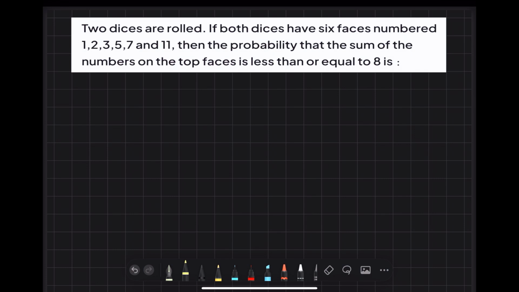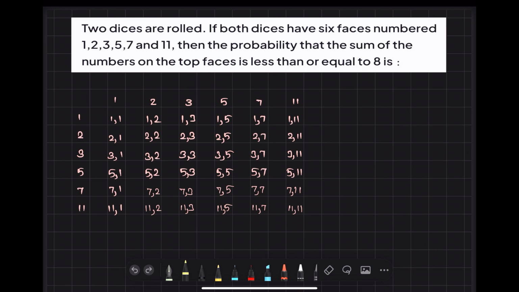Okay, so look at the approach of how we will handle this situation. My first idea is I will try to draw all the elements of the sample space. So I'll write horizontally 1, 2, 3, 5, 7 and 11, and 1, 2, 3, 5, 7 and 11. Then I will plot the corresponding elements.